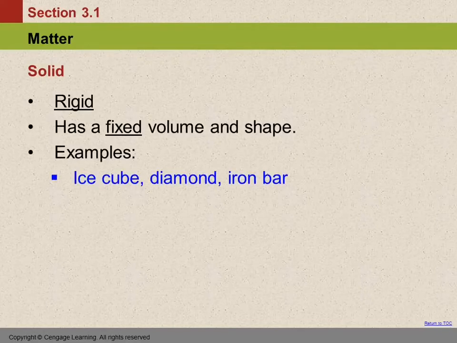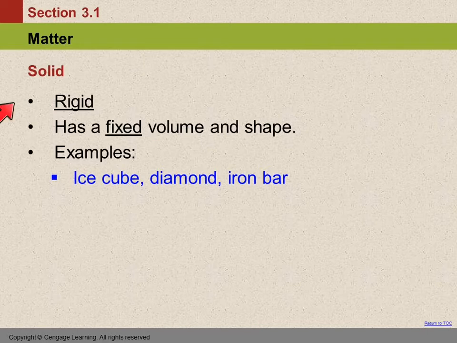So let's examine these 3 different states of matter individually. Kind of talked about them already, but just to summarize. Solids are rigid. That means they retain their shape. They're not generally very flexible or anything like that. So a solid has a fixed volume and a fixed shape. Examples of solids: ice cubes, diamonds, iron bars. We can think of lots of examples of solids.